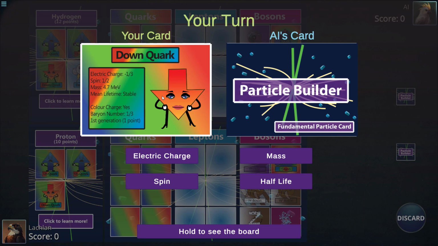Now, the objective of this game is that I want to beat my opponent, the AI's card, but I can't see what it is, and I get to choose one of the 4 stats.